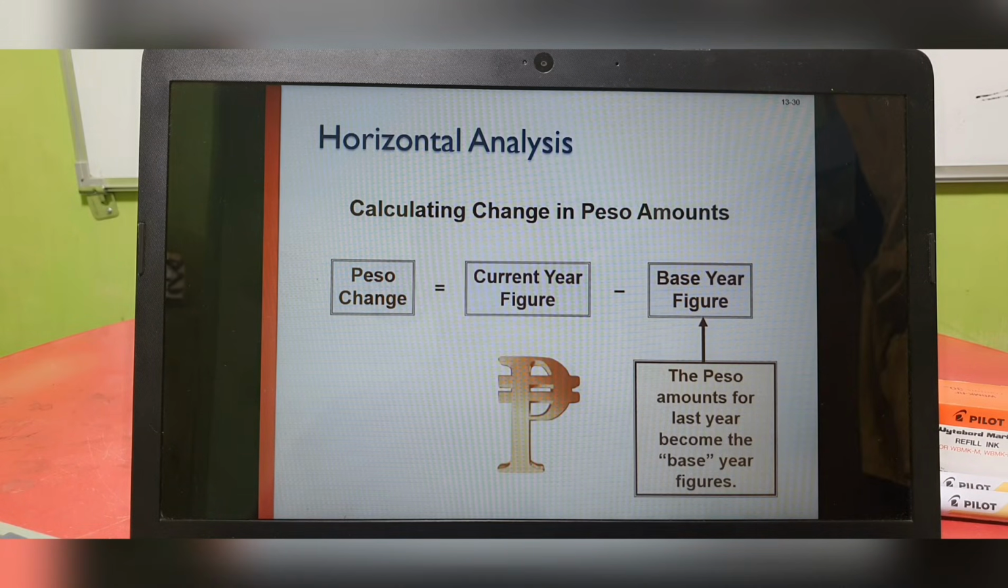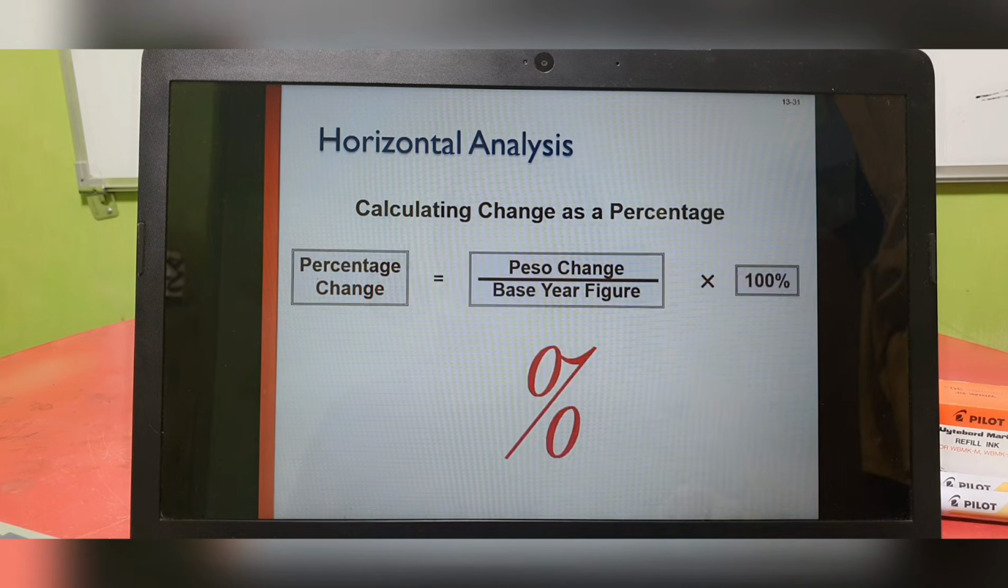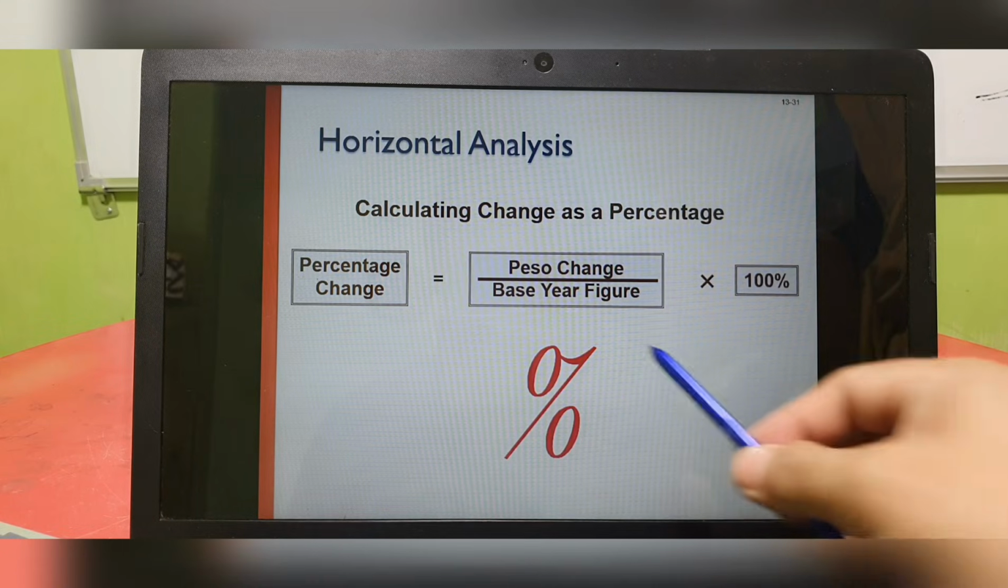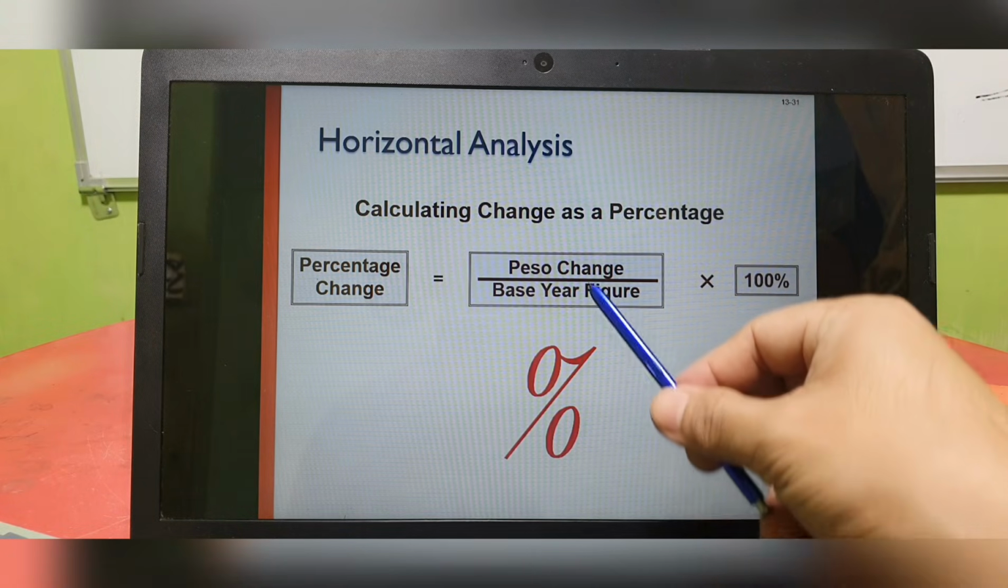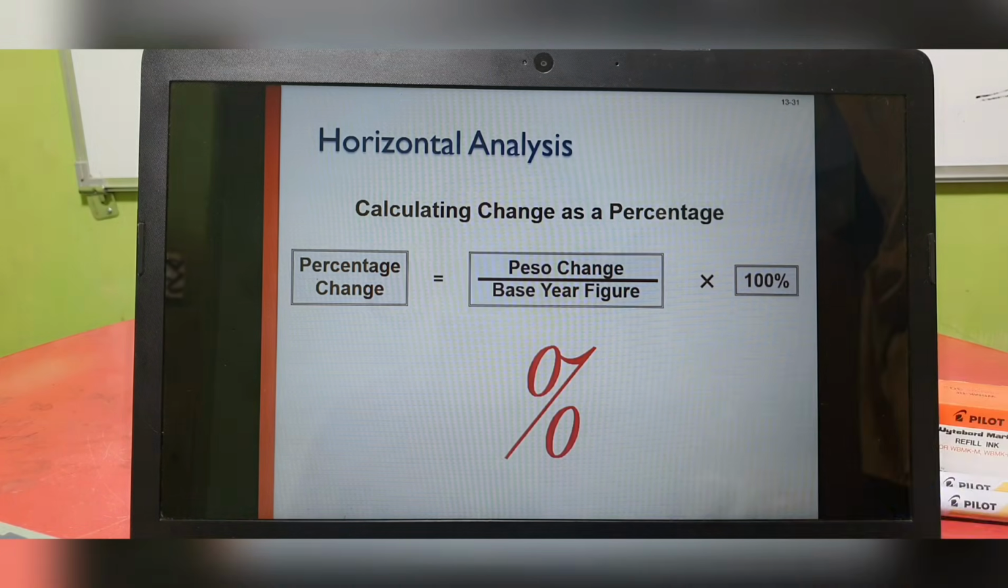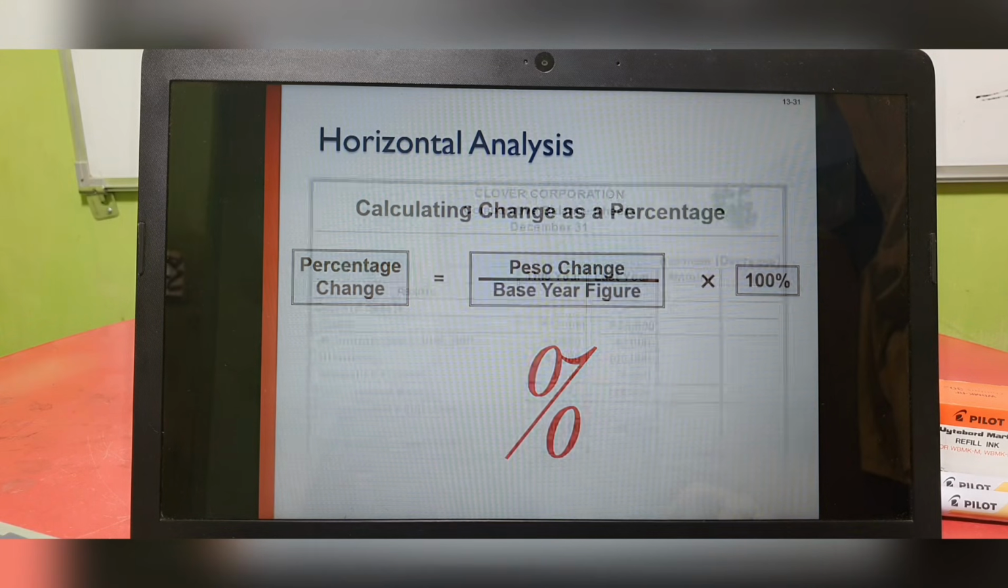Kung 2 taon lang pinag-uusapan, the base year is the previous year. Pero kapag 3 or more years ang pinag-uusapan natin, there is always one base figure lang or one base year figure lang na point of reference kahit na ilang taon pa yung mga ina-analyze natin. Alright. So, paano computing yung change? So, that would be peso change divided by the base year figure, just like what we did earlier.